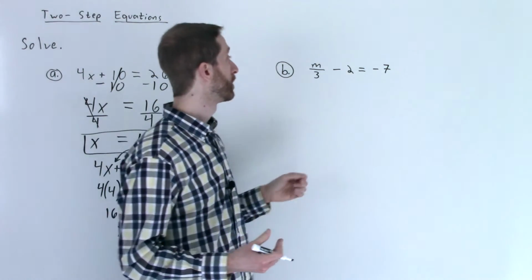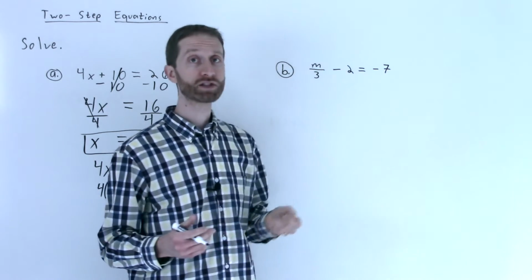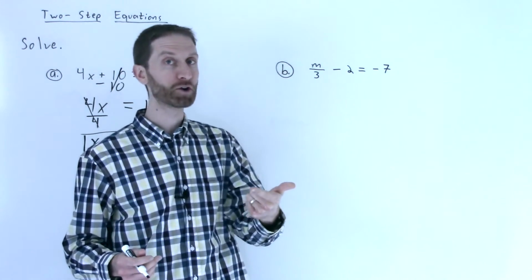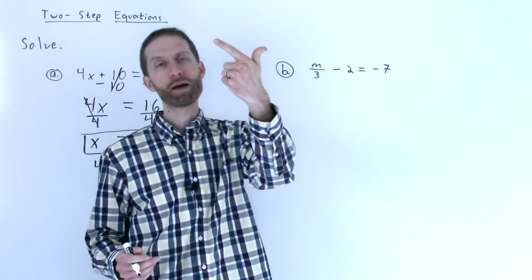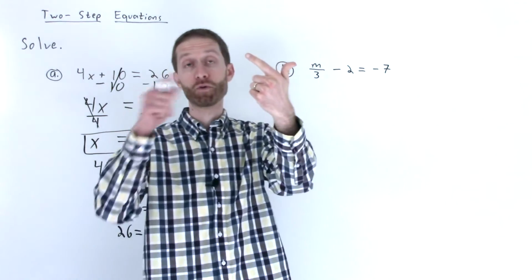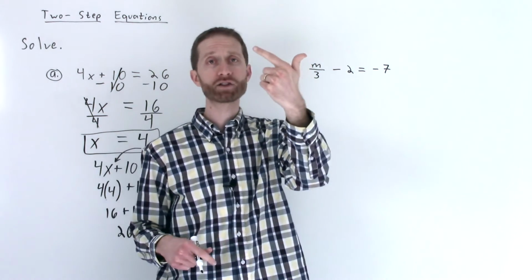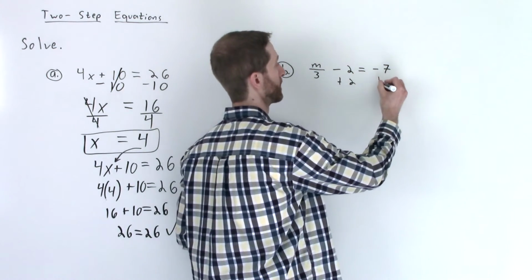How do we do that? Well, we also need to undo that minus 2. So the order of operations says you would divide by 3 and then subtract 2. Well, if subtraction of 2 is the last order of operations to be done going forwards, it's the first order of operations to be undone. So to undo subtraction of 2, we're going to add 2. So we'll do that to both sides.